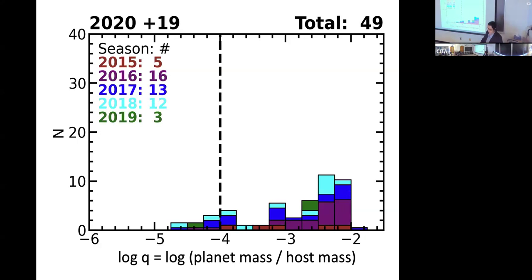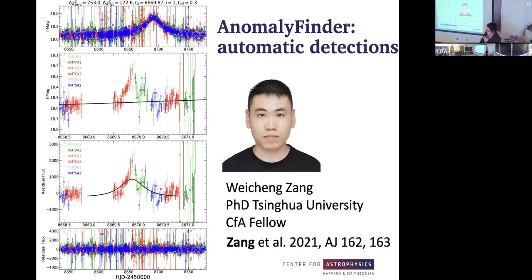And there's 2020. 2020 was 2020. It was rough for a lot of reasons. But one thing that happened in 2020 that was very important for our project is that Wei-Cheng Zhang, who at the time was a PhD student at Tsinghua University, developed an algorithm called Anomaly Finder to automatically detect planetary signals in KMTNet data.